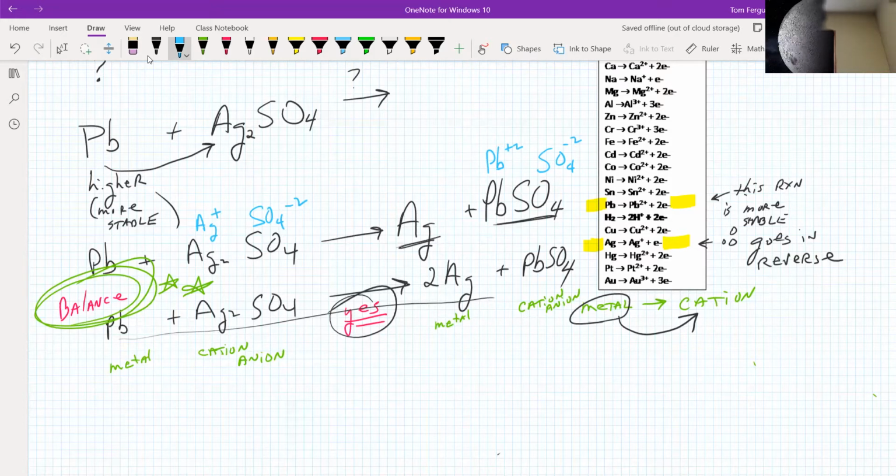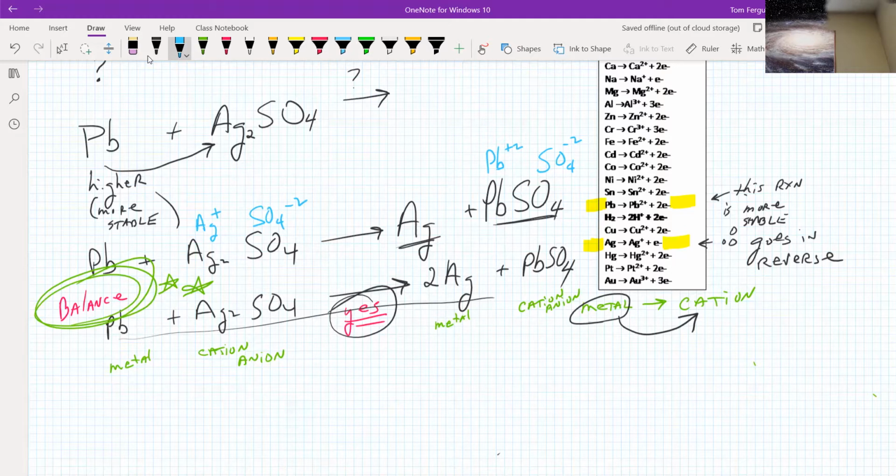Now, lead can come as a +4 or a +2 on your ion chart. So we know it's a +2 because there's only one of them here against one SO4. The SO4 is -2. If this was a +4, we'd have to have two of these to get it up to -4. So make sure everything's balanced here, okay?